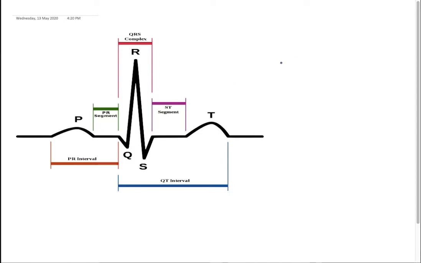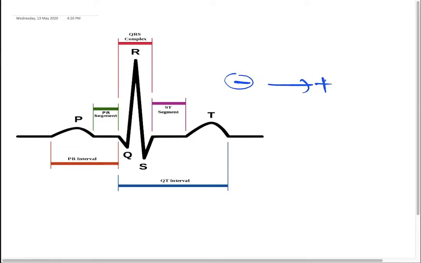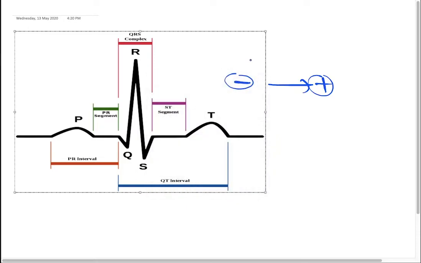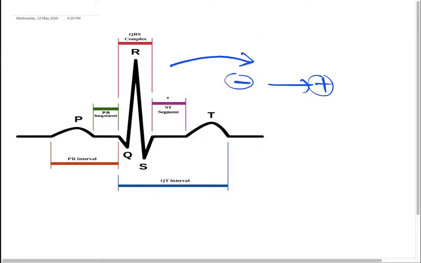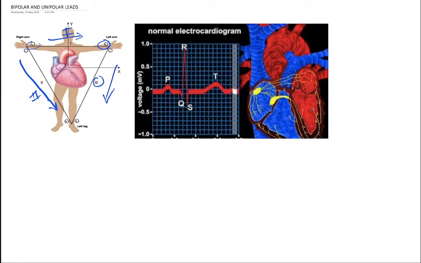So we know that for a positive deflection, the charge should change from negative to positive, right? And it should be horizontal, parallel to the two electrodes placed. Lead 2 is from the right arm to the left leg. If you just look at the ventricles, the direction is moving in the same direction as lead 2. So it's moving horizontally, right?